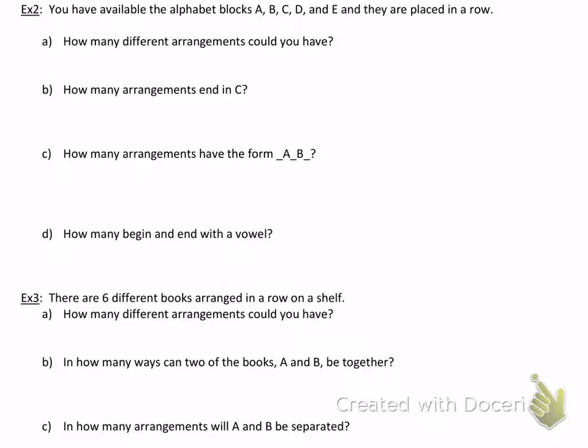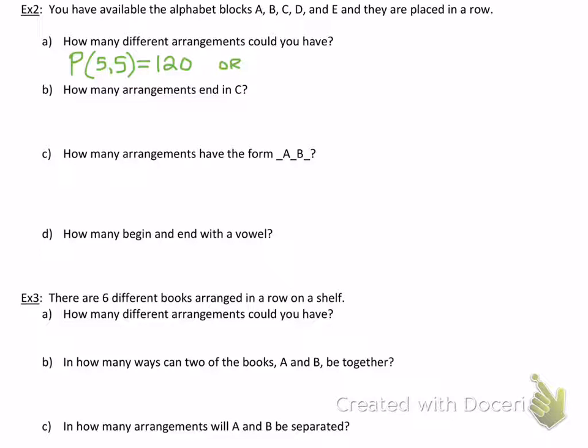Example 2. You have available the alphabet blocks A, B, C, D, and E, and they are placed in a row. How many different arrangements could you have? Well, you have 5 blocks, and you have 5 positions. So that's going to be 5 choosing 5, which in your calculator will give you 120.